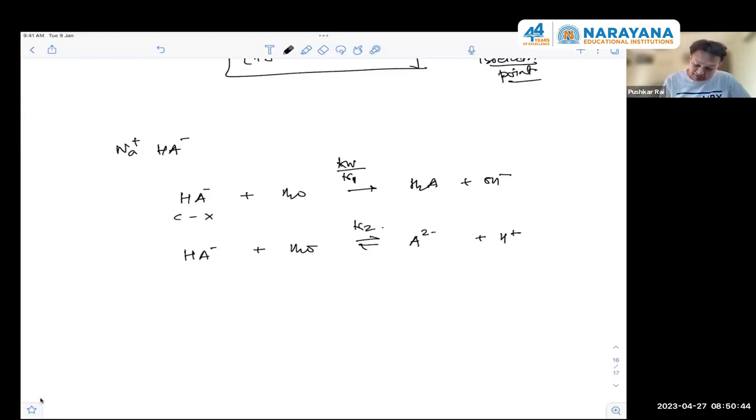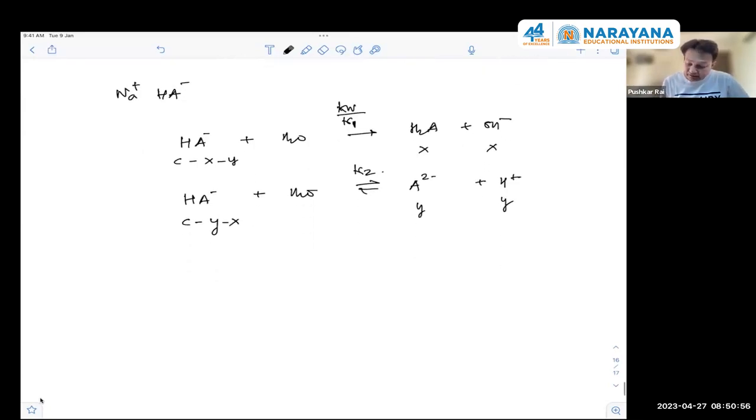C will become C minus X, that will become X and X. Simultaneous equilibrium, C will become C minus Y, minus X, Y, Y. And we very well know that here, in this particular case, this is Kw upon K1, suppose 10 to the power minus 2, so this value is 10 to the power minus 12. And this K2 is equal to 10 to the power minus 10. Which equilibrium constant is bigger? The larger one. So which is going to be larger? Y is going to be larger than X.